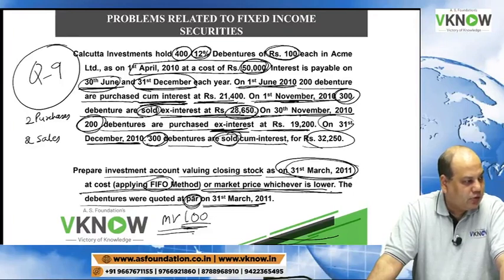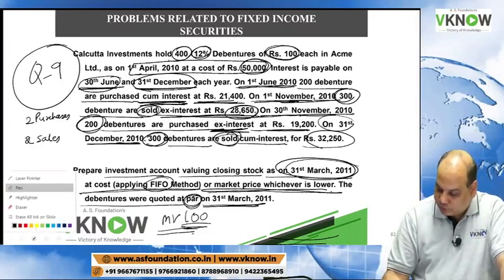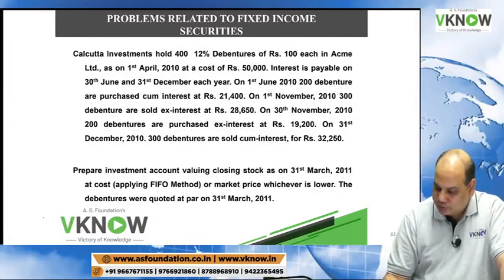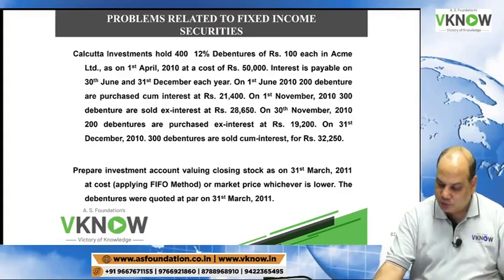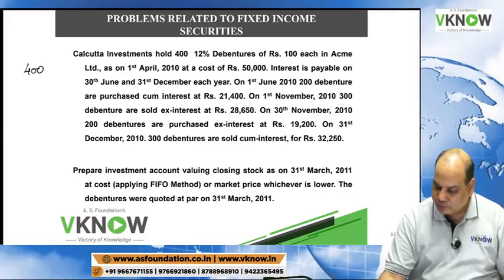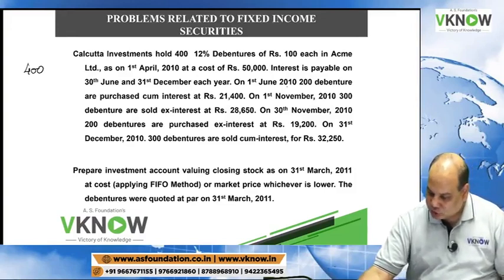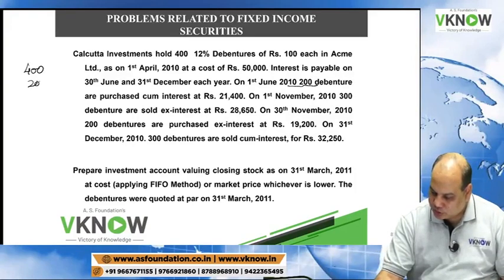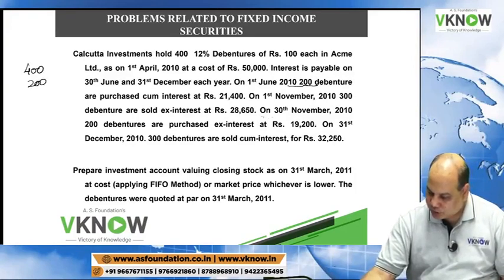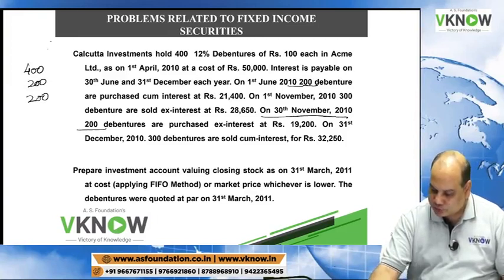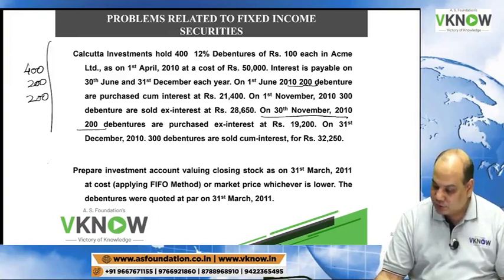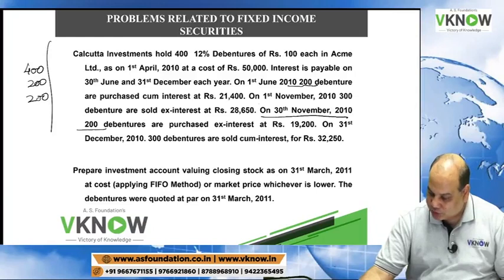Any query on this question now? So FIFO method we have to follow. Opening balance is 400 units plus we have purchased 200 units on 1st June and plus we have purchased 200 units on 30th November.